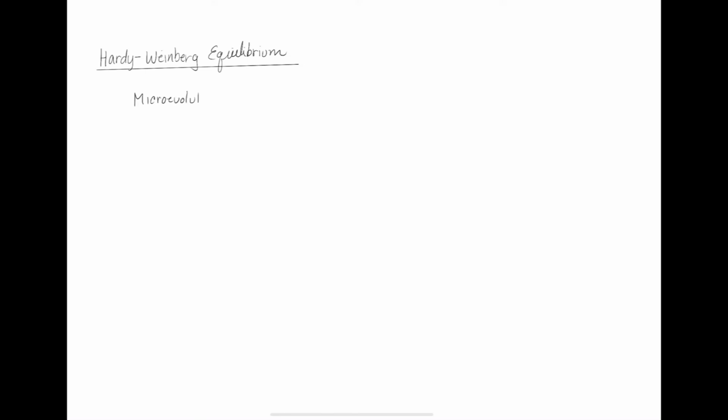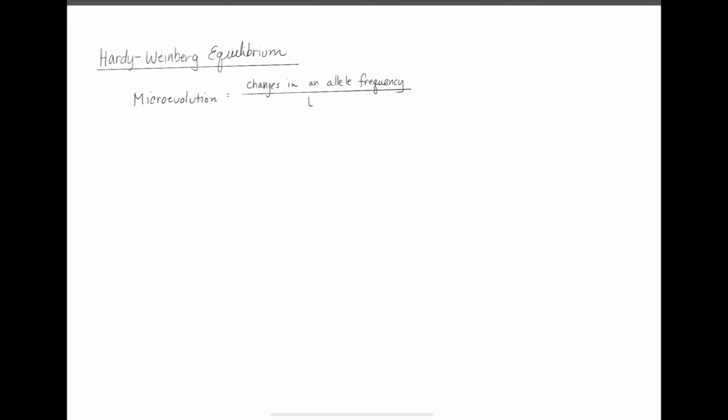As you guys know, evolution, or descent with modification, is largely divided into micro and macroevolution. With macroevolution, we're looking at things like speciation and how those divergences occur, but in microevolution, it's a little bit more specific. If we wanted to define microevolution, we can simply say that microevolution is changes in an allele frequency over time.